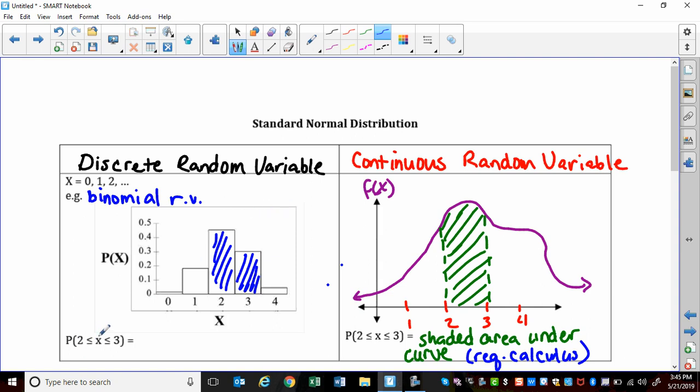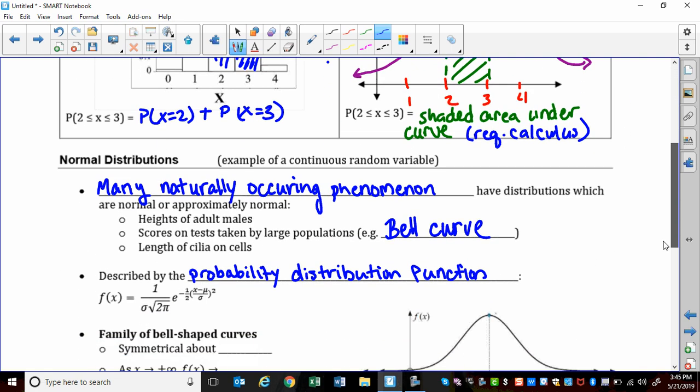The probability of x between 2 and 3, we can just find the probability that the binomial random variable is 2, and then add that to the probability that it is 3. And we learned how to do this. We'll just add them up. Now, to find the area under this curve, we're going to have to use calculus. We can't do that yet.